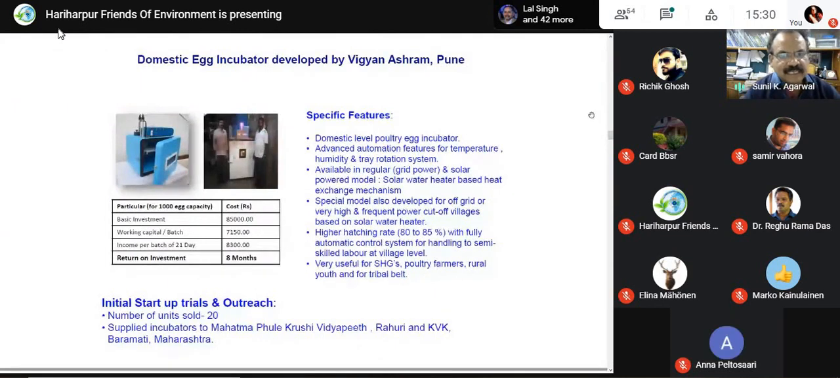This is another product from Vigyan Ashram. They have come out with the domestic egg incubator, because large scale capacities are not affordable and adaptable in rural areas by SHGs or small groups of farmers. So they have worked on the scale and design. This is available with grid power and also as a solar powered model, and they have come out with the economics, with a return on investment in 8 months, and they have sold a number of units. There is a linkage with knowledge institutions like Mahatma Phule Krishi Vidyapeeth in Maharashtra and KVK. So they are doing this not only on their own, but also with linkages to knowledge institutions or R&D labs, which really helps to design such technology products based on scientific principles.